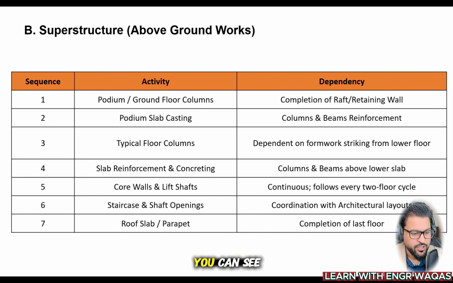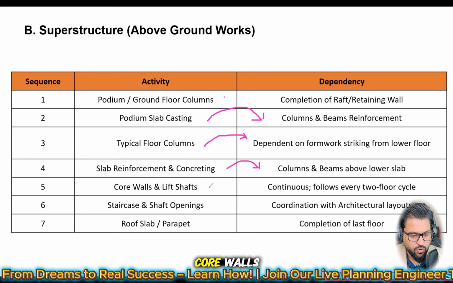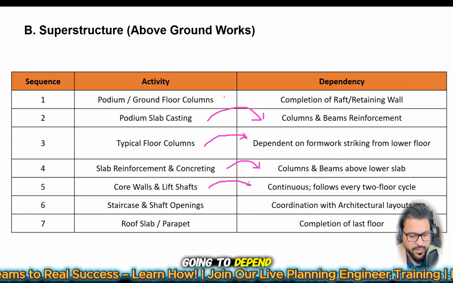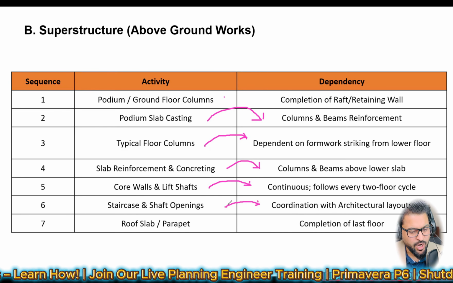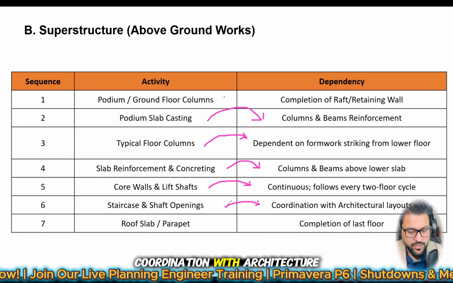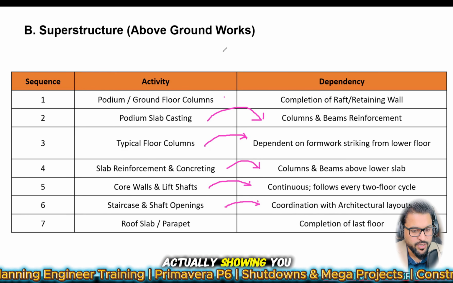And the second, you can see that superstructure, podium slab casting is going to depend on columns. So this side activity can also be asked. So this is going to depend on this one. Typical floor columns are going to depend on this one. This one is going to depend on this one. Core walls, lift shafts are going to depend continuously, following every two floor cycle. See, staircase and shaft openings, coordination with architectural layouts, and so on, right? So these things are actually showing you the dependencies.